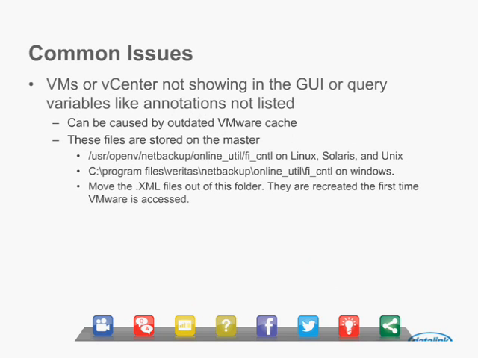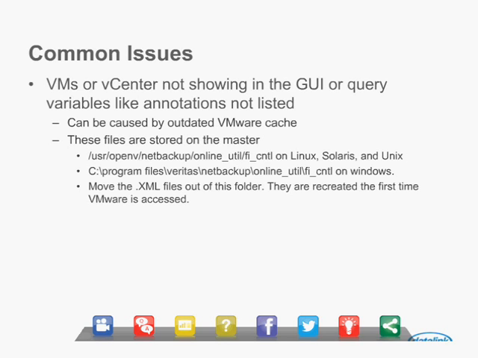More common issues that we have seen: VMs or vCenter not showing in the GUI, or the query variables like annotations are not showing the individual values. This can be caused by outdated VMware cache. These files are stored on the master and in some cases the backup host if the backup host is in a DMZ. On Unix, these files are under the default location of /usr/openv/netbackup/online_util/fi_cntl on Linux, Solaris, and Unix. For Windows, that's Program Files, Veritas, NetBackup, online_util, fi_cntl.